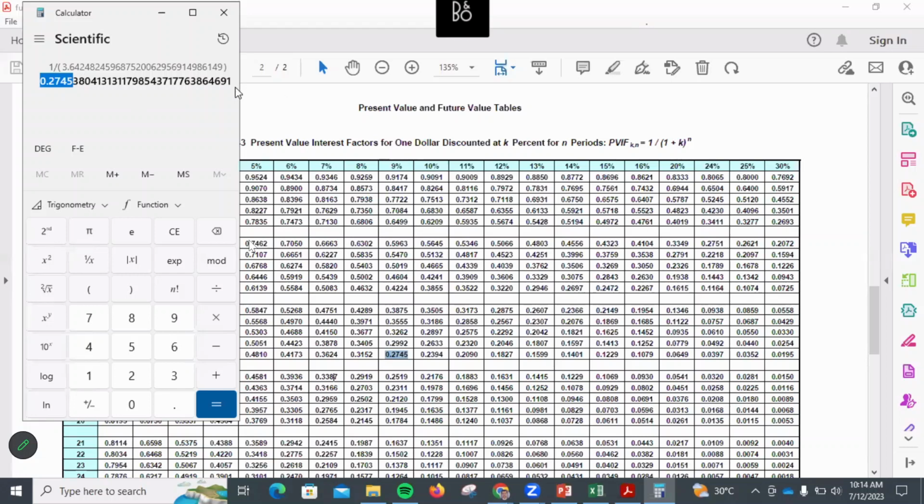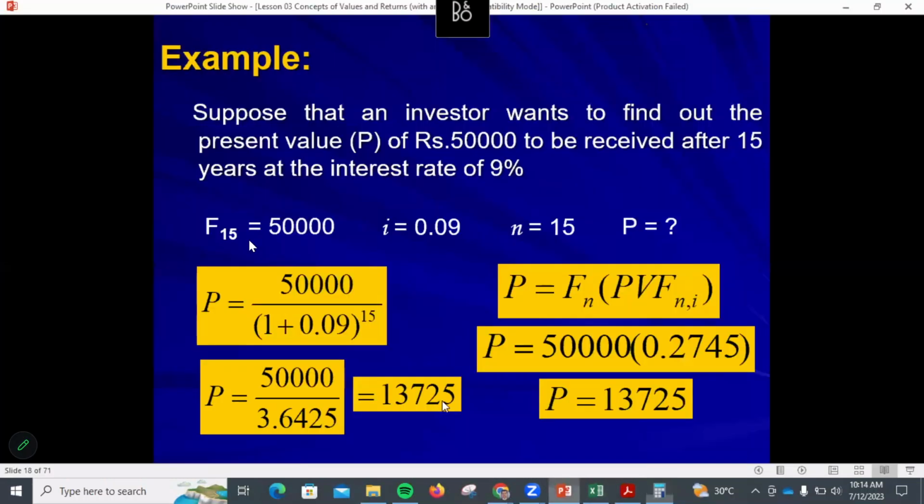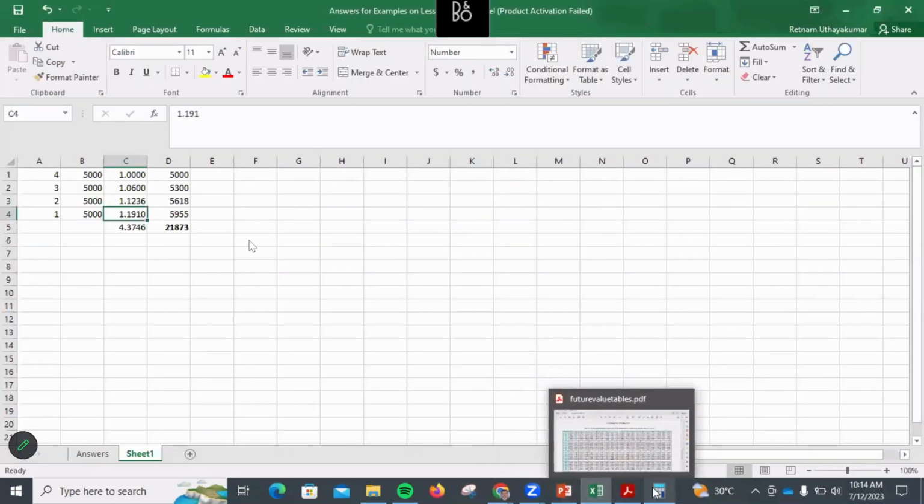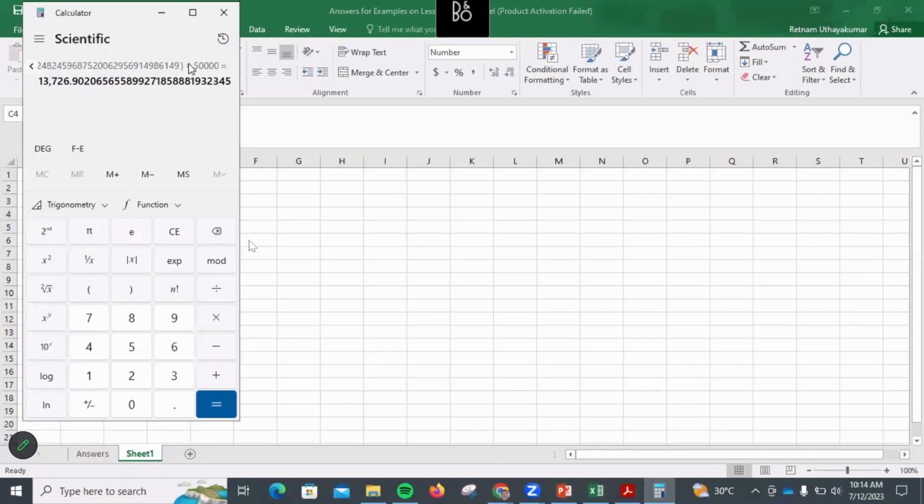If you multiply over these figures, so like I said here, it becomes 13,726.9. So our answer is 13,725. So 1 rupee is more than that. So this problem is occurring because of the long digits you are applying. So you want to reduce it.